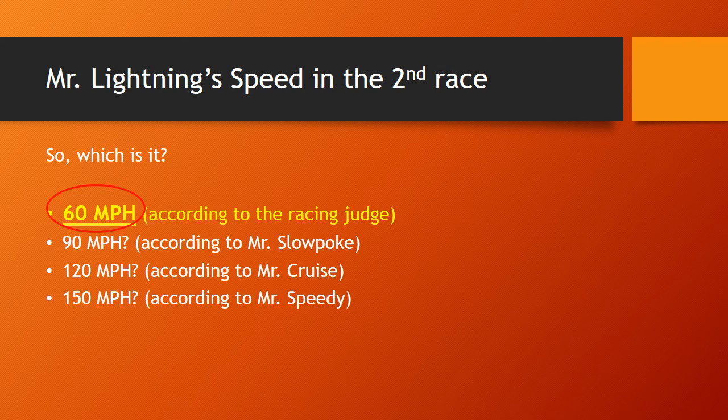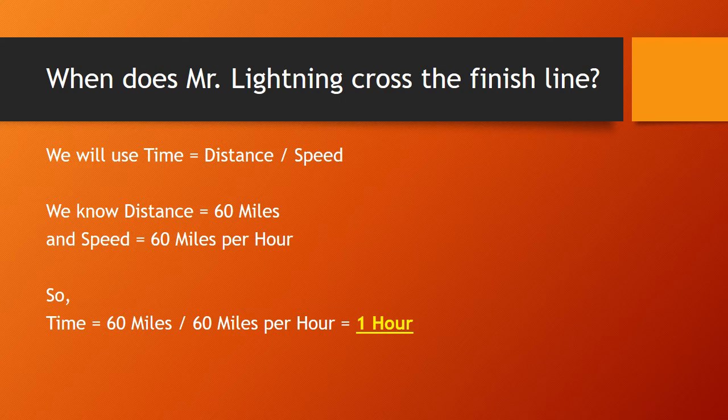The racing judge will see Mr. Lightning cross the finish line at 60 miles an hour, as will all of the delirious fans in the bleachers. So using 60 miles an hour as Mr. Lightning's speed, and using our formula for time, we calculate that Mr. Lightning will cross the finish line 1 hour after the race begins.